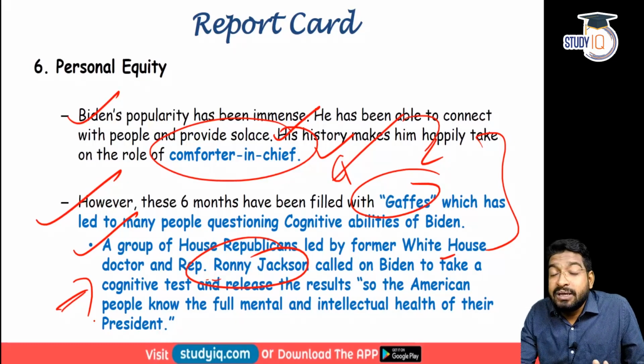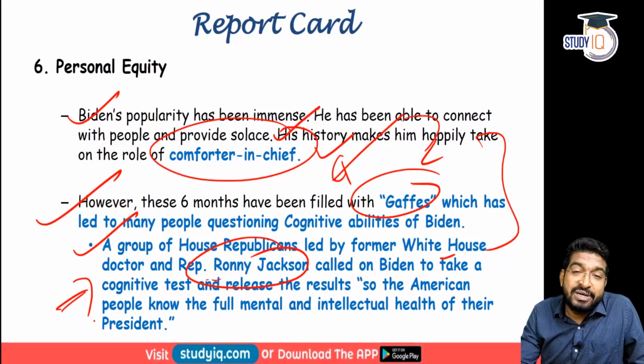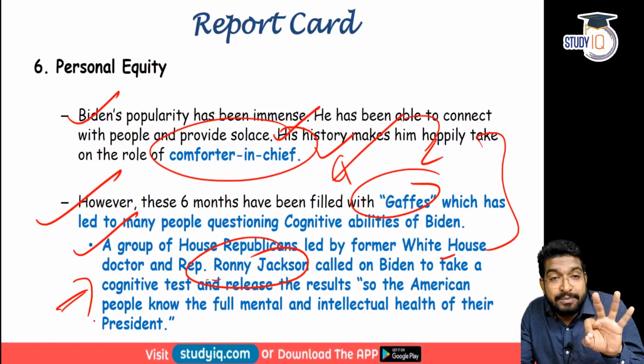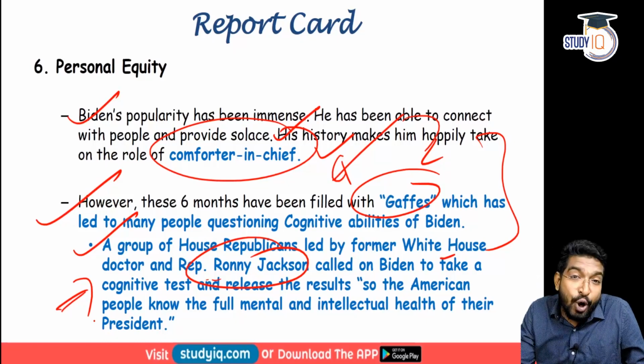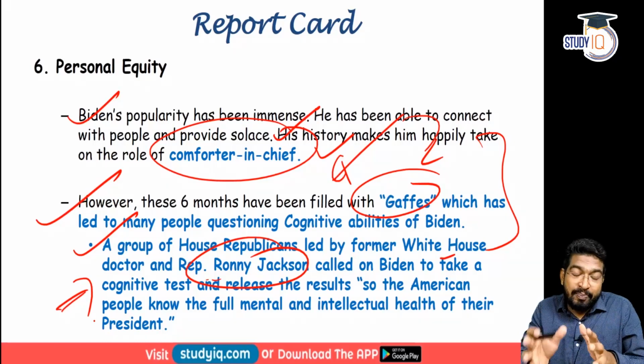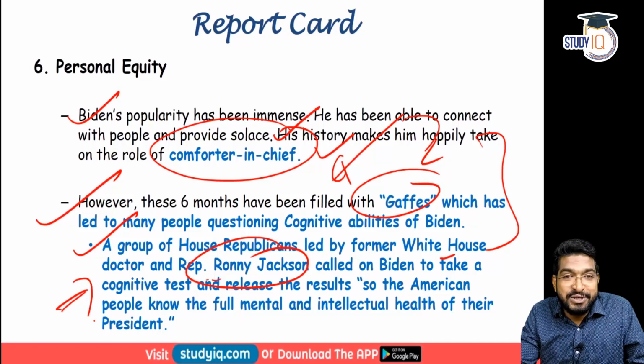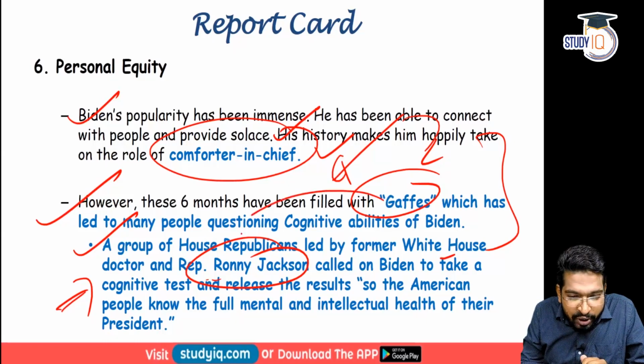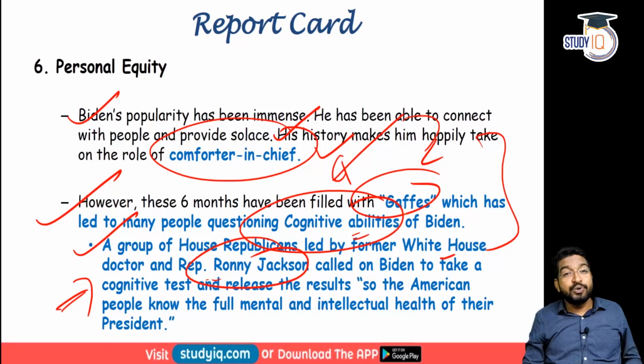While climbing the stairs of Air Force One, in one incident, Joe Biden fell 3 times while simply climbing the stairs of Air Force One, the official plane of the United States President. So all these do put a question mark over the cognitive abilities of Joe Biden.